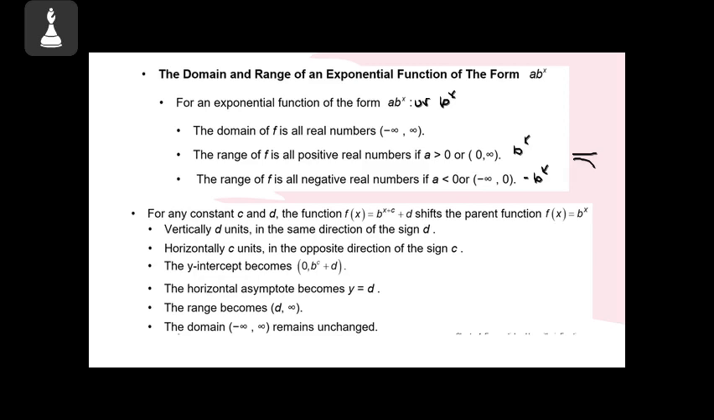The y-intercept now becomes b to the c plus d. Our horizontal asymptote is now at this value, so our range now is limited by that value, so we cannot cross that value. The domain is still going to be negative infinity to infinity.